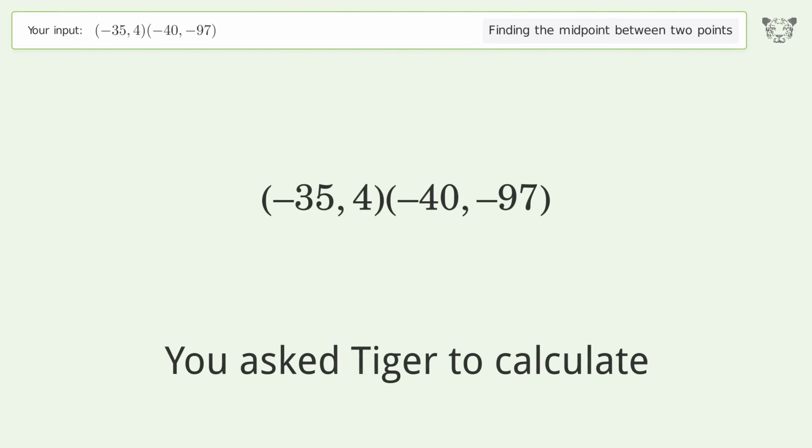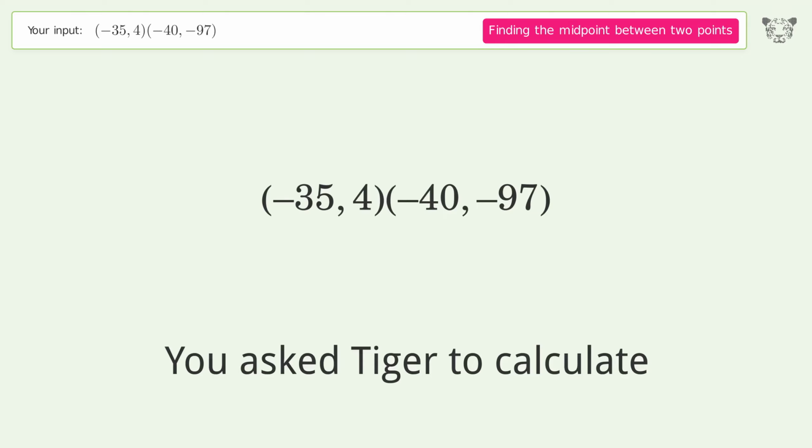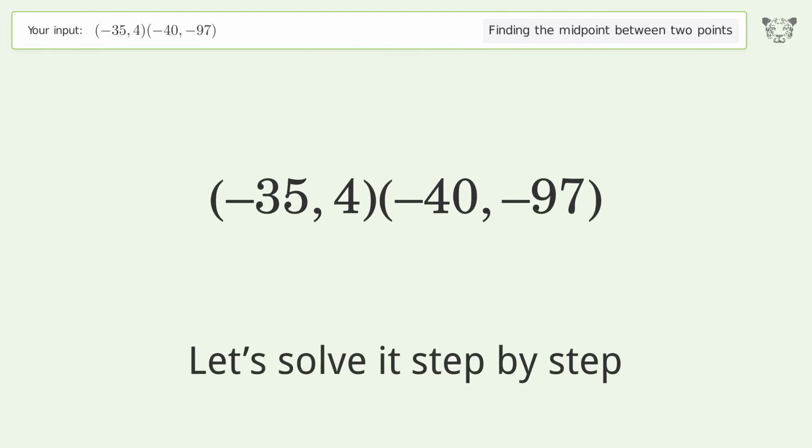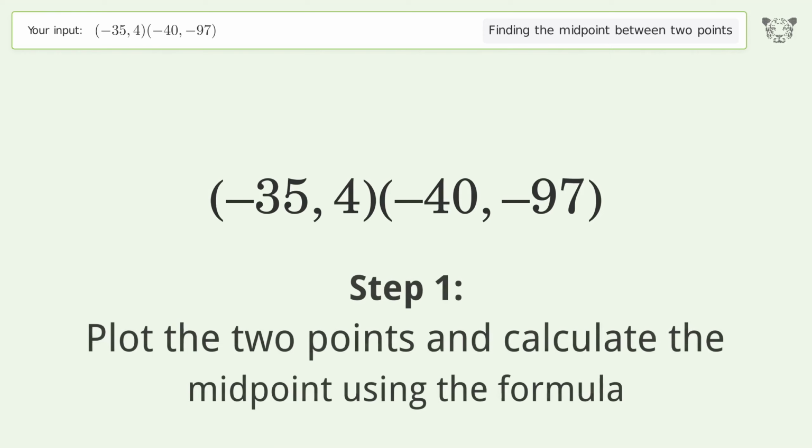You ask Tiger to calculate. This deals with finding the midpoint between 2 points. The midpoint between the 2 points is -37.5, -46.5. Let's solve it step by step. Plot the 2 points and calculate the midpoint using the formula.